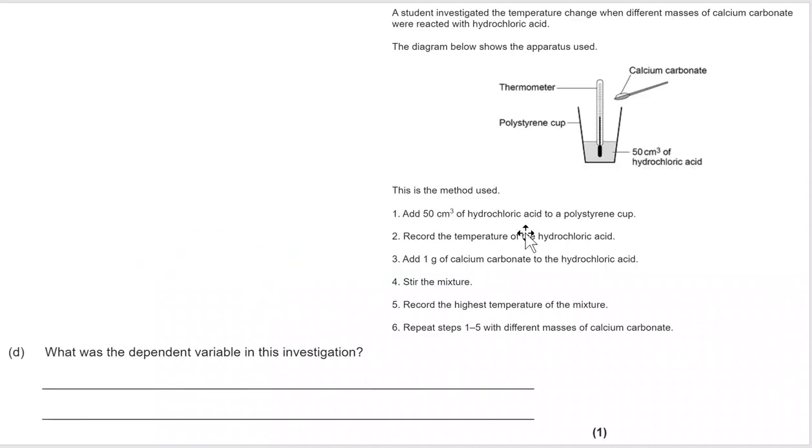On to part D, we have got a practical: a student investigating temperature change when different masses of calcium carbonate were reacted with hydrochloric acid. We add 50 cm cubed of hydrochloric acid, we record the temperature, we add 1 gram of calcium carbonate, we stir the mixture, record the highest temperature, and then repeat steps 1 to 5. So the dependent variable is the thing we measure as a result of changing the independent variable. And we're measuring the temperature change.